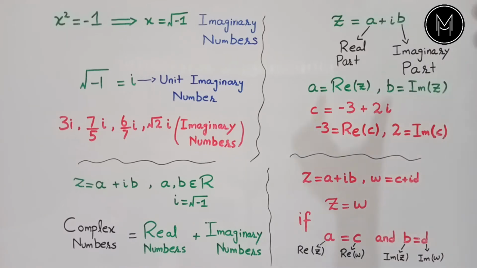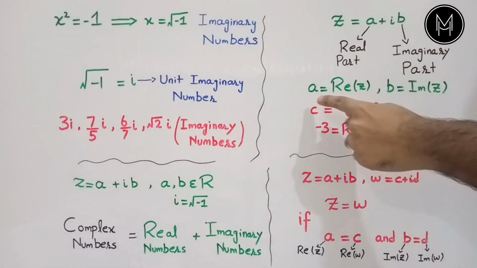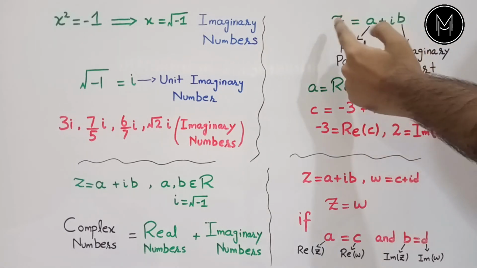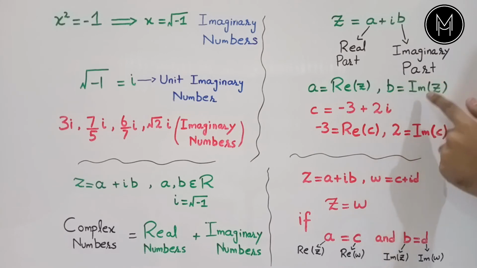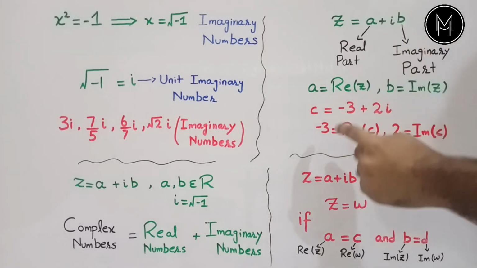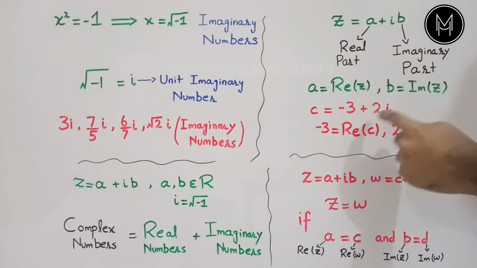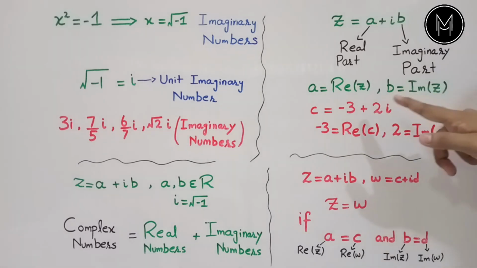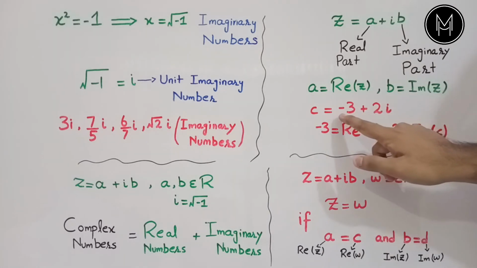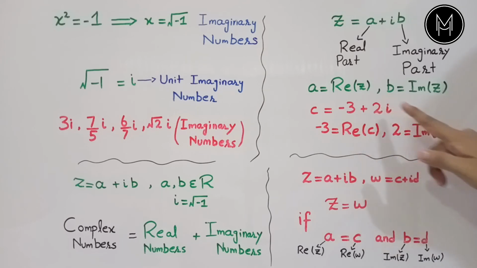We frequently write the real and imaginary parts like this: a is equal to the real part of complex number z and b is equal to the imaginary part of complex number z. For example, we have a complex number c that is equal to -3 plus 2 iota, or 2i. In this complex number, -3 is the real part and 2 is the imaginary part. You can note only 2 is the imaginary part, not 2i. So these are the two parts of complex numbers.